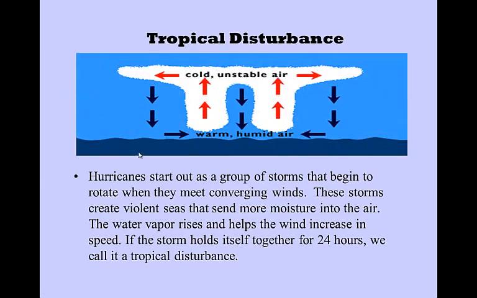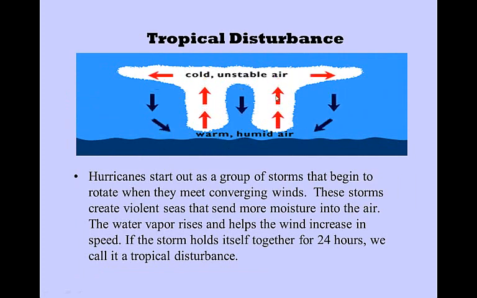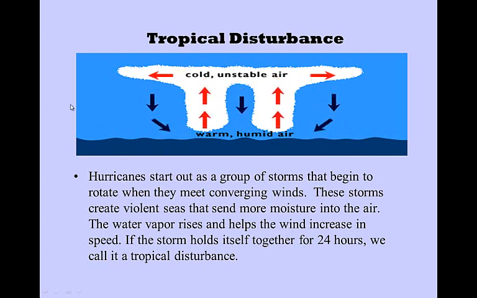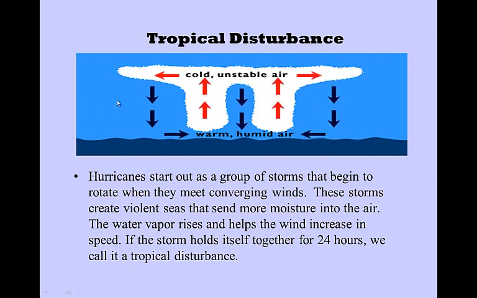They start out as a group of storms that begin to rotate when they meet converging winds. So we have cold, unstable air and warm, humid air. Okay, remember that warm air is going to rise and that cold air is going to sink. These storms create violent seas that send more moisture into the air. The water vapor rises and helps the wind increase in speed. If the storm holds itself together for 24 hours, we call it a tropical disturbance.